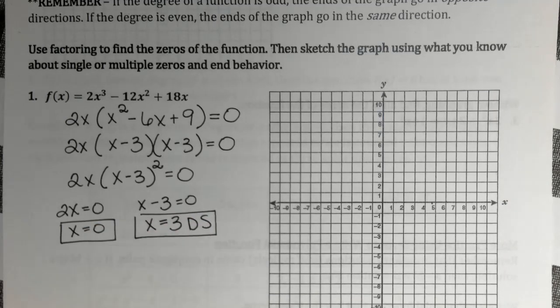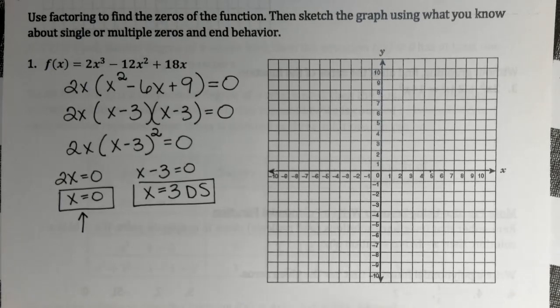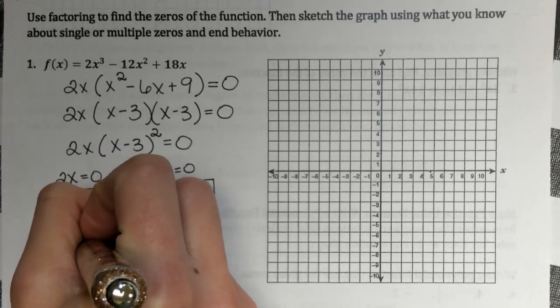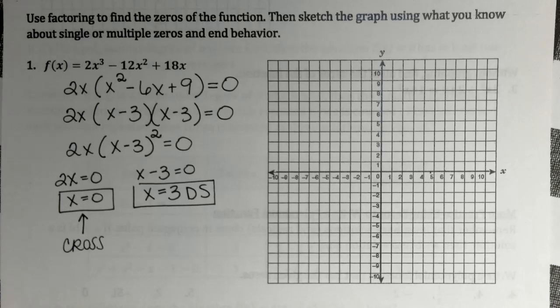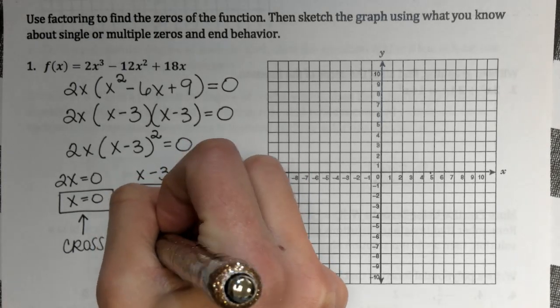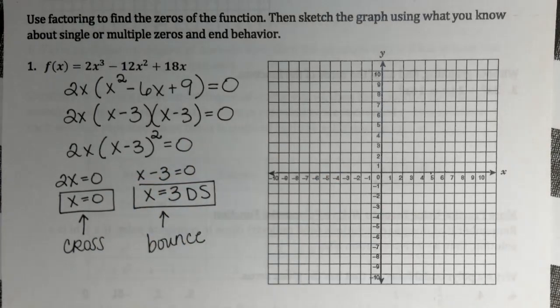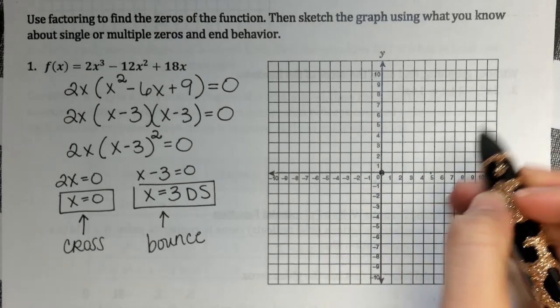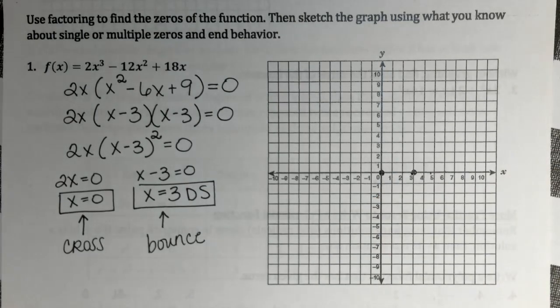Okay, so at x equals 0, is that going to cross or is that going to bounce? It's going to cross because I didn't have a double solution. So with x equals 3, I have a double solution, so that means it's going to bounce. So I'm going to plot my points.